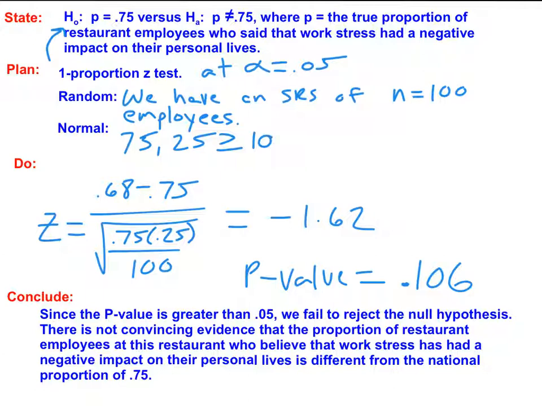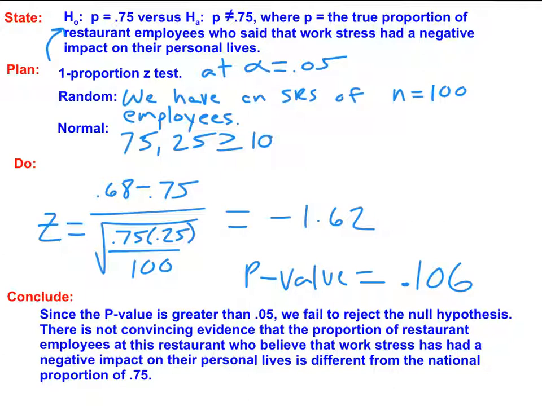Okay? We don't have convincing evidence that our proportion of employees that say stress is negatively affecting their personal life, that it's different. We don't have any evidence at our restaurant that it's different from the national proportion. Okay? We saw from our sample of 100 it was a little bit lower, but it was not enough. Again, to say that it's significant and that it's convincing, we make the jump from the sample to the whole population and say, hey, we think this number is actually lower for everybody. And our test didn't give enough evidence to say that.